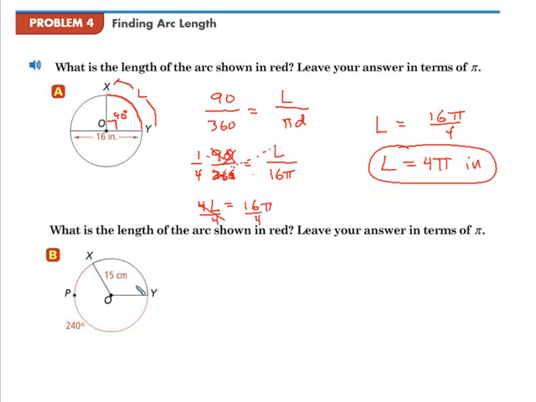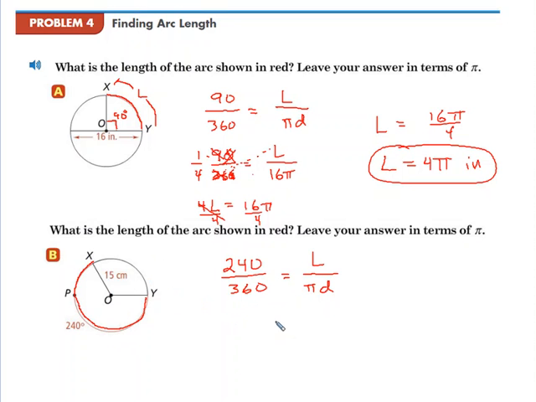And part B will be very similar. We're looking at the arc in red, which goes around this way. And we're told that the measure in degrees is 240. So I want to find out what 240 over 360 of this circumference is. So remember, on this side, we're going to call it the length of the arc, and here it's going to be pi d, the circumference of the circle. And I can tell from the picture that the radius was 15. So if the radius is 15, the diameter is going to be 30.